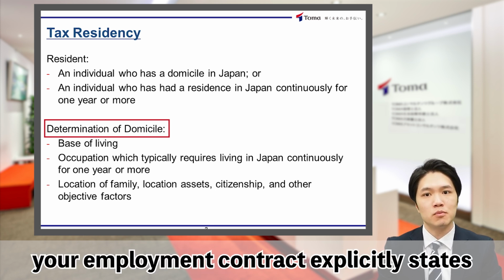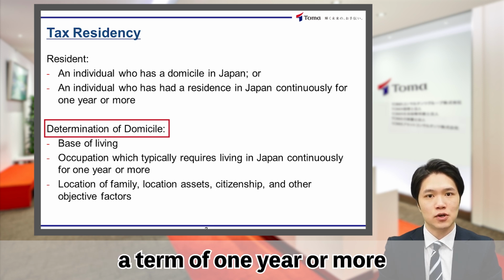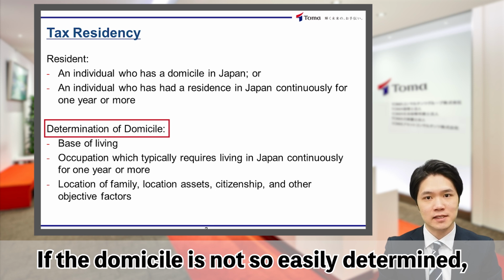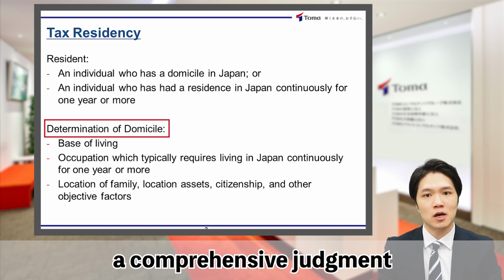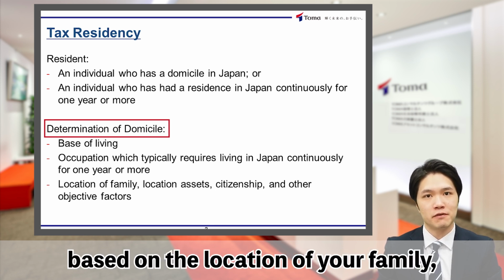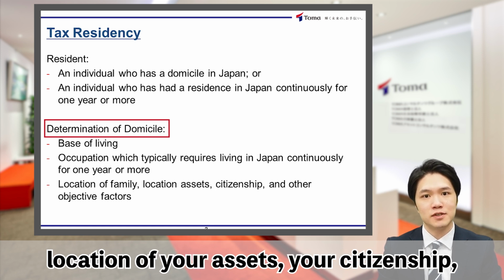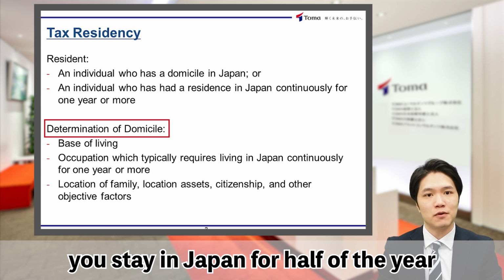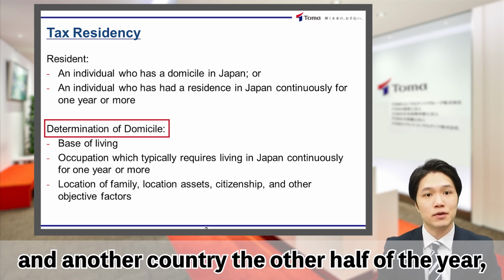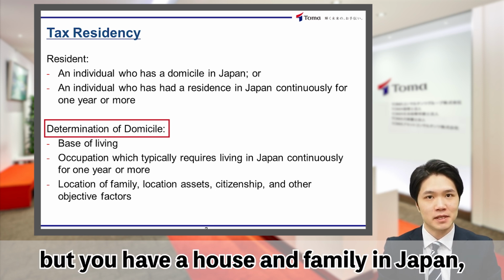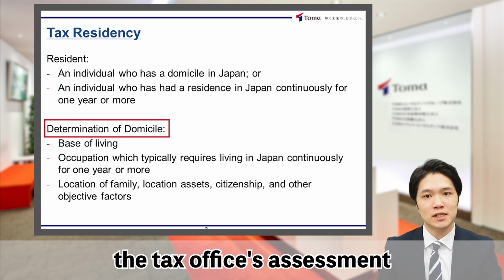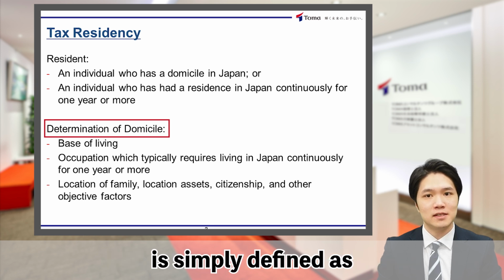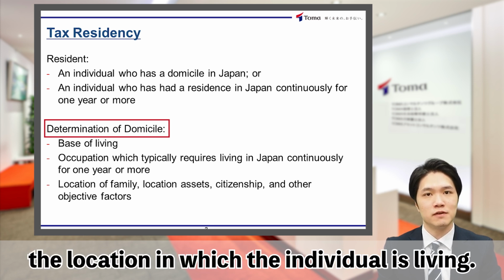If, for example, your employment contract explicitly states a term of 1 year or more, you will be deemed a tax resident. If the domicile is not so easily determined, the tax office will make a comprehensive judgment based on the location of your family, location of your assets, your citizenship, and other objective factors. If, for example, you stay in Japan for half of the year and another country the other half of the year, but you have a house and family in Japan, it will heavily influence the tax office's assessment in favor of Japanese residency. Residence, on the other hand, is simply defined as the location in which the individual is living.